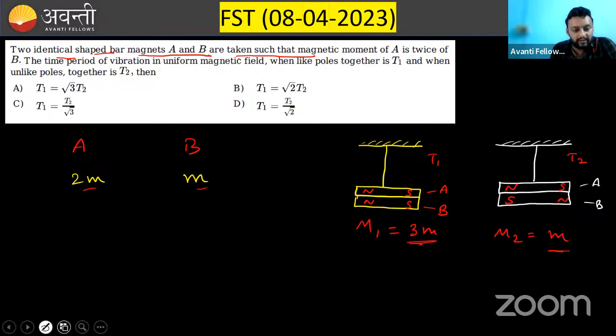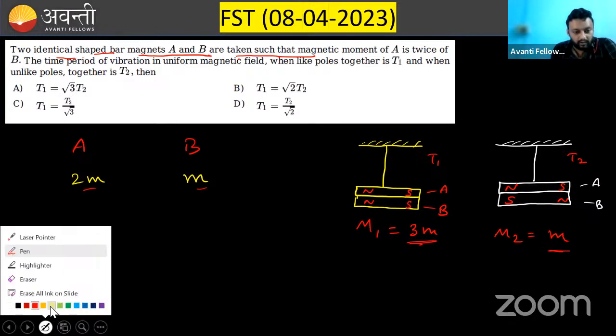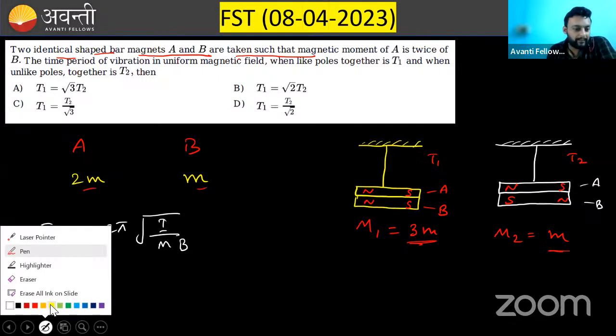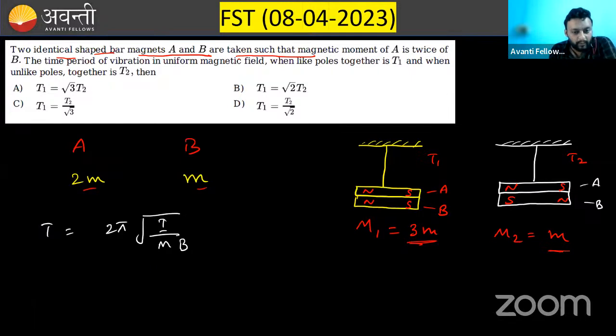Now, what is the formula for time period? Time period T is equal to 2 pi under root I over MB. Now I am explaining each term. Here I is the moment of inertia, B is the magnetic field, M is the magnetic moment. Now, according to the question, bar magnets are identical, so their moment of inertia will be same. Magnetic field is given uniform, that is same. 2 pi is a constant. Clear? So T is proportional to 1 over root of M.